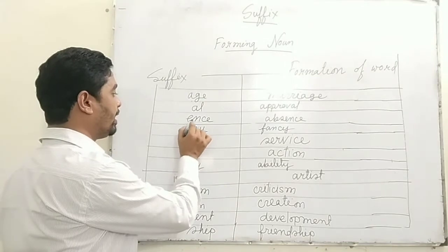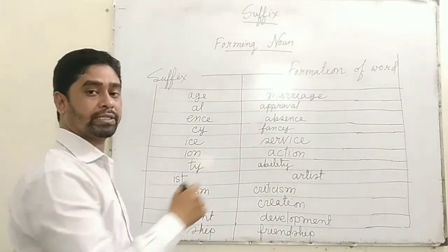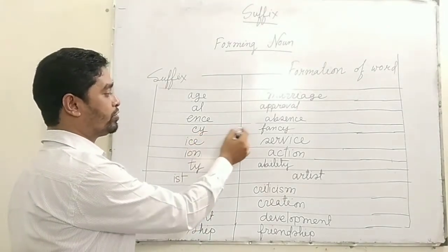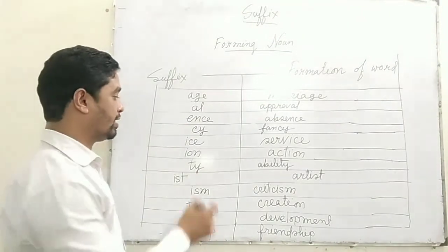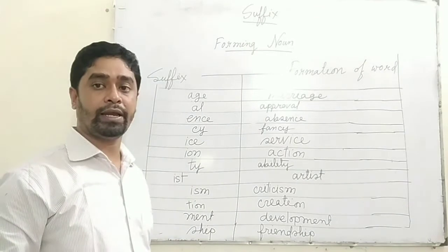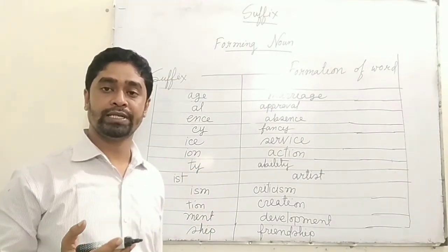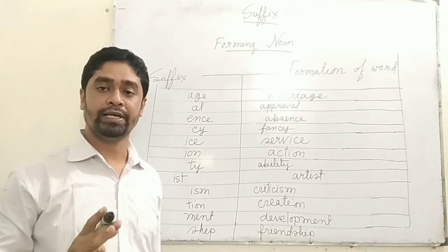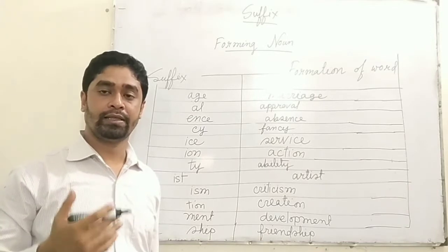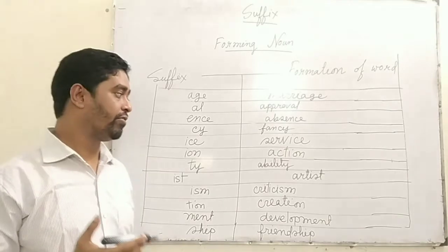Next, ence, it creates a noun, that is absence. In this way, cy, it also creates fancy. Ice, it creates a noun, service. Here the base word is serve. After that ice is added, then it makes a noun, that is service.